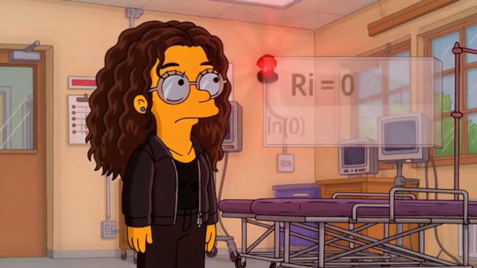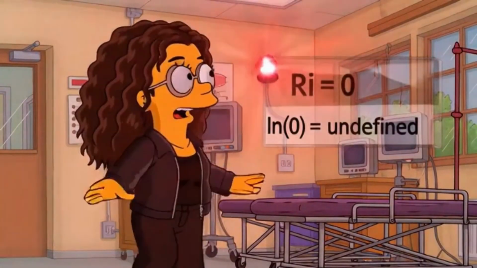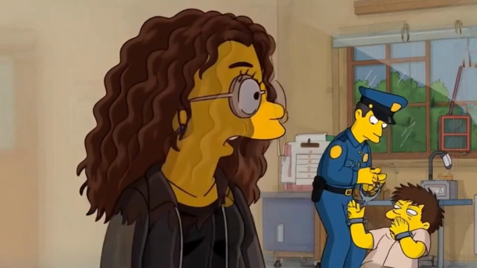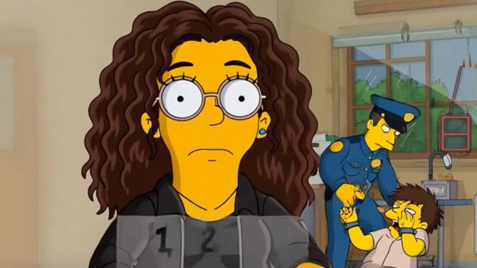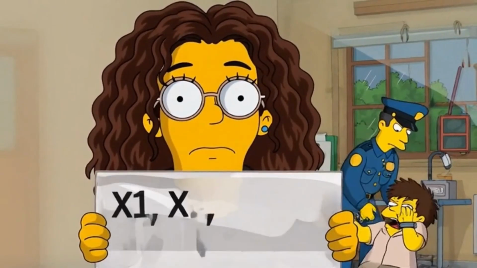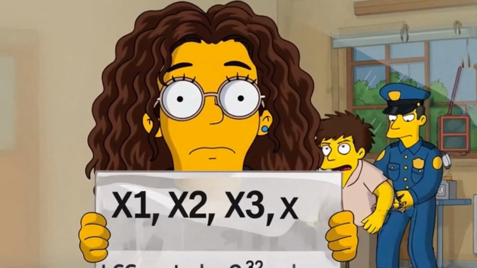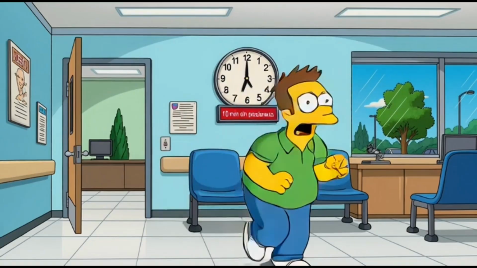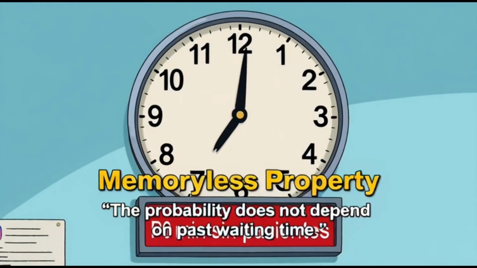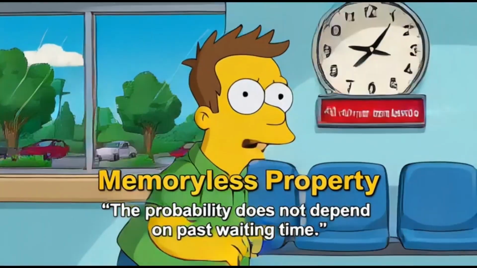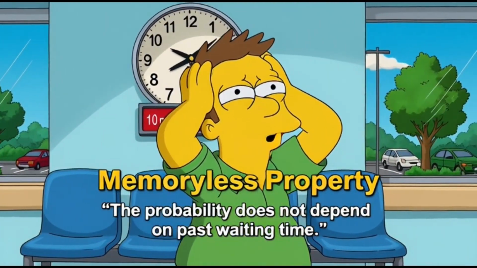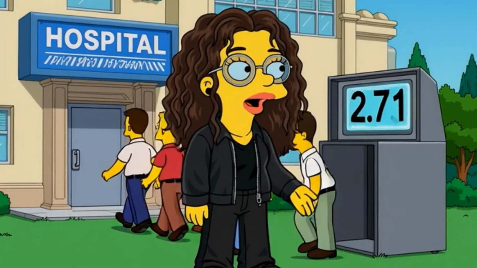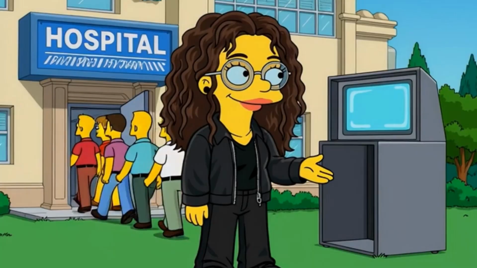There is an important constraint. The value Ri can never be 0 because the logarithm of 0 is mathematically undefined. Additionally, the pseudo-random generator eventually repeats its sequence. However, its period is so large that it doesn't affect our simulation. The exponential distribution has a property called memorylessness. This means the probability of the next event doesn't depend on how long we have already waited. In this way, a simple seed number transforms into a sequence of realistic waiting times that allow us to simulate the behavior of a complex system.